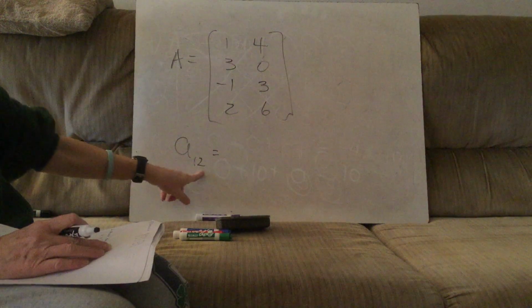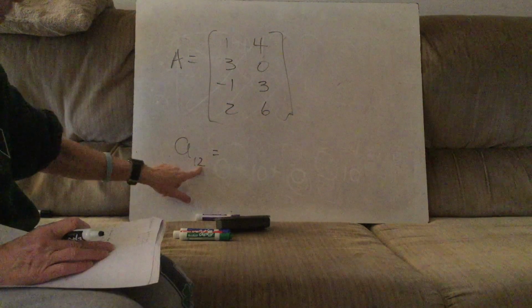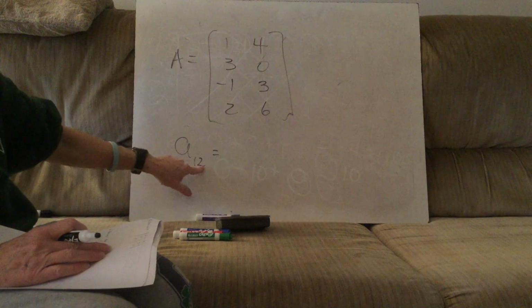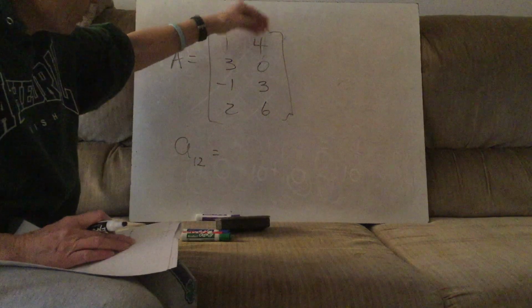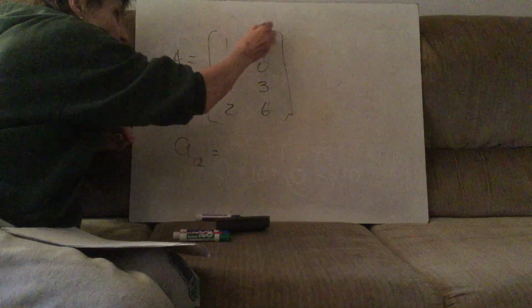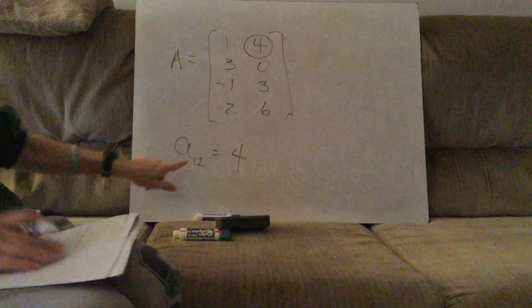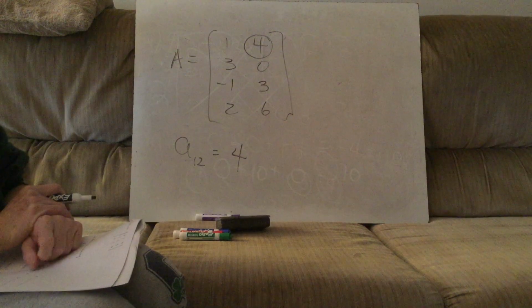This is the row and the column. It's always R or RC, always row, column, Roman Catholic. So we have the first row, second column. So what number is in the first row, second column? Right there he is. So that entry, the entry in the 1, 2 spot, first row, second column, is 4.